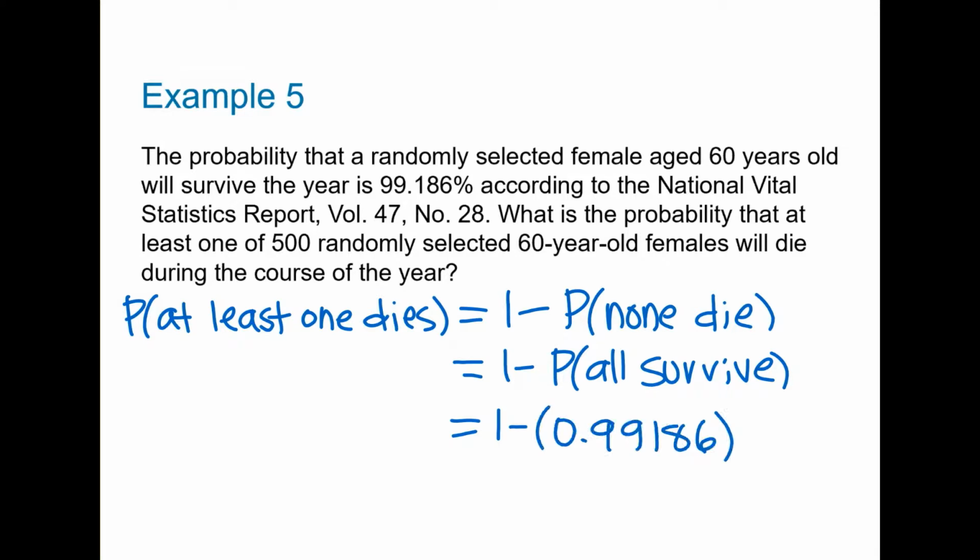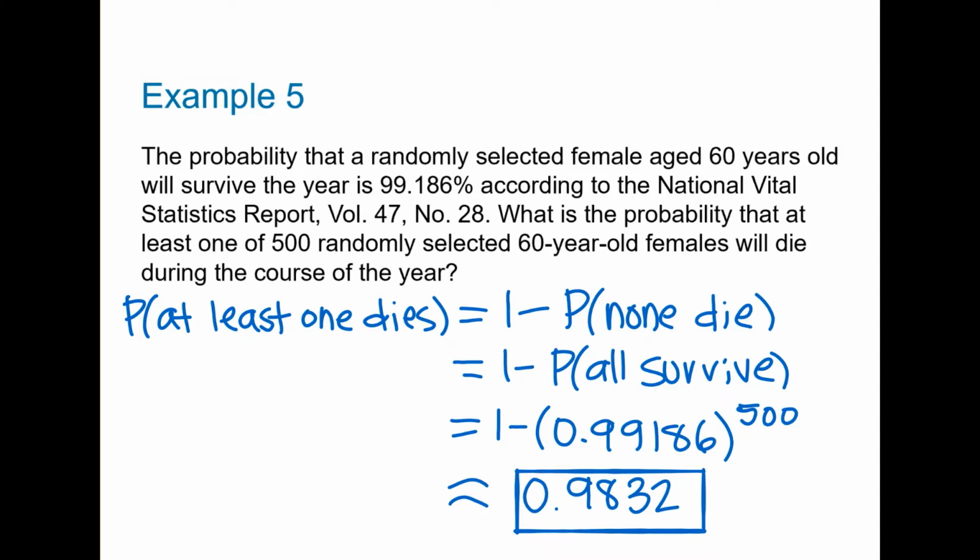We know the probability of one woman surviving is 0.99186. We have to do this for the first and the second and the third, all the way up to number 500. But again, we can just use an exponent of 500 to denote that we are multiplying 0.99186 500 times. Now type this into your calculator and round to 4 decimal places. We get 0.9832, and this is the probability that at least one of 500 randomly selected 60-year-old females will die during the course of the year.